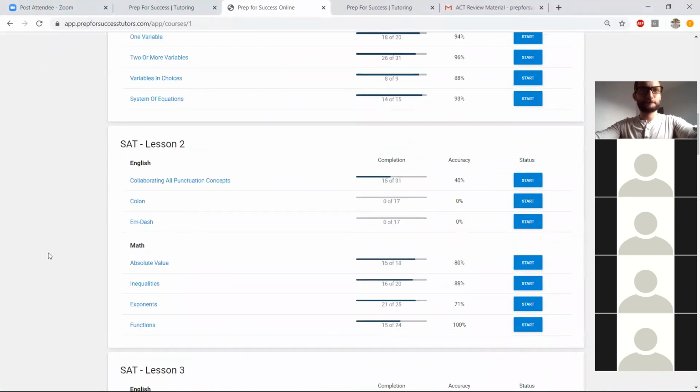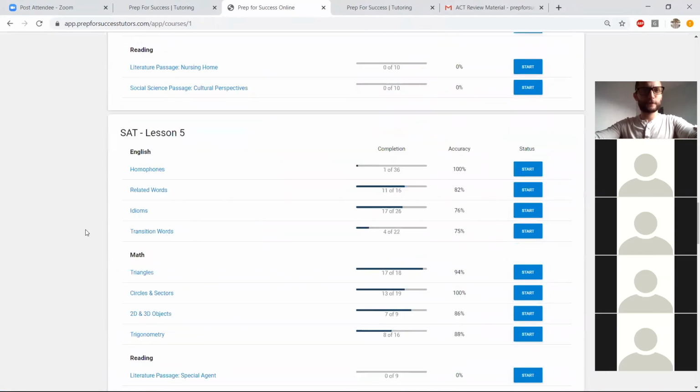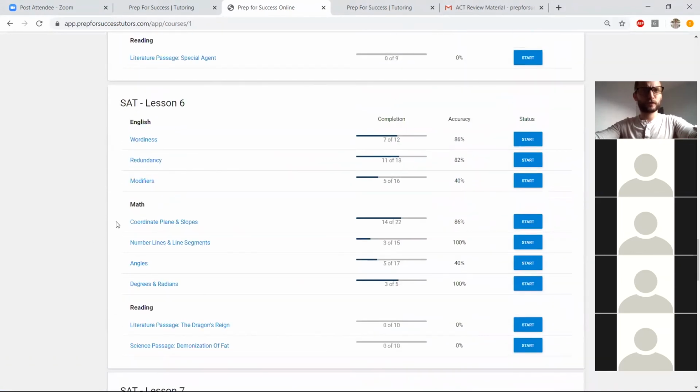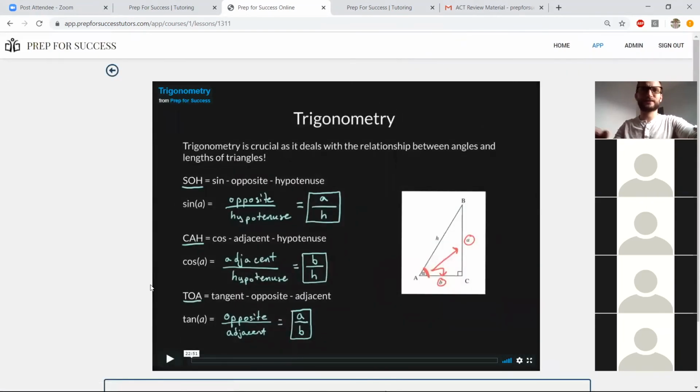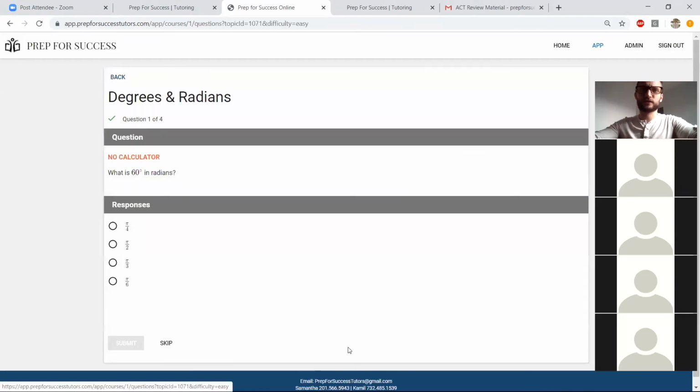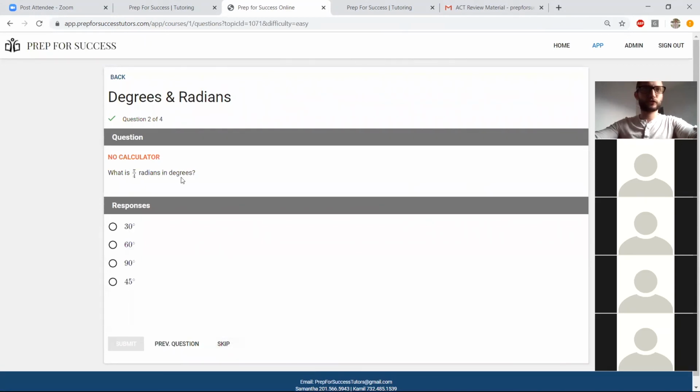So let's click on back. And let's go to two more things I wanted to do, and we'll be done. Let's do degrees and radians really quick so I can get this out of the way. Degrees and radians, click on easy. This topic is super easy, super easy. Okay. Let's do like number 2.